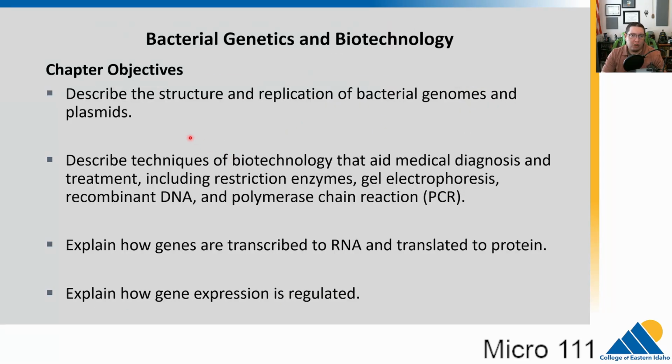In this chapter, we're going to talk about the structure of bacterial genomes and how they get replicated. We'll also talk about this related topic called plasmids, which are of great importance to healthcare. We'll talk about biotechnology processes that help with medical diagnoses, but even beyond that, really just the general basic research that we need to do to learn about things so that we can find applications for these things. So we'll talk about restriction enzymes, gel electrophoresis, what's called recombinant DNA, and of course we'll talk about PCR, the polymerase chain reaction. We will actually get to do this in the lab, which is super cool.